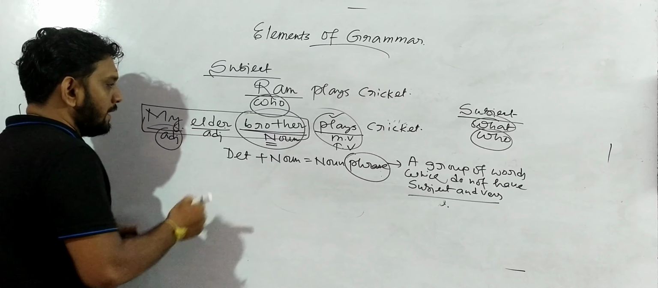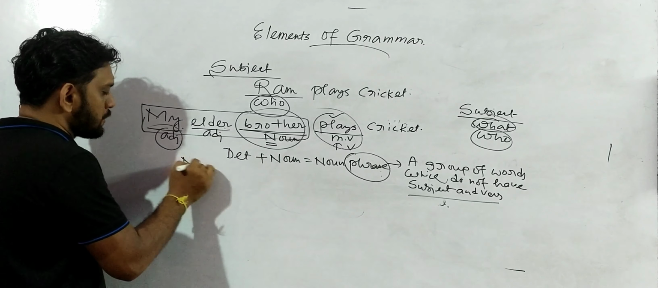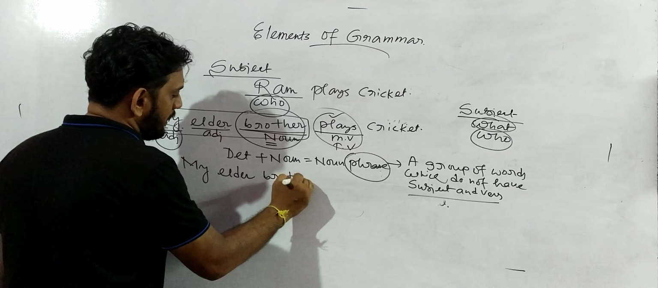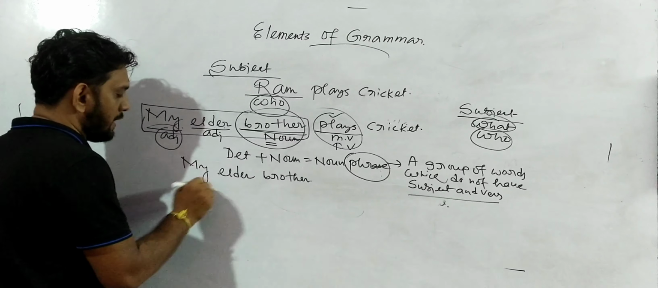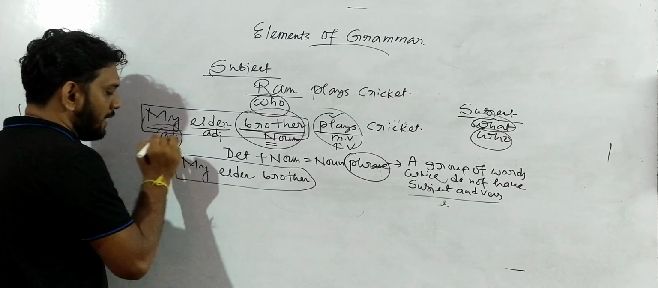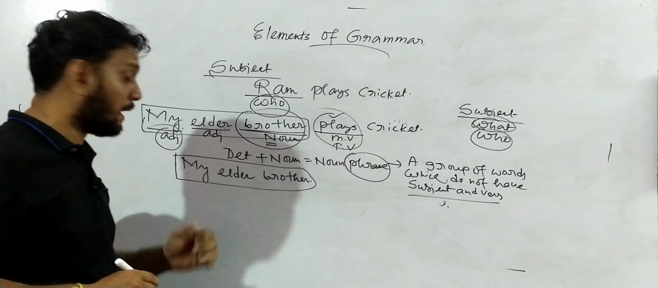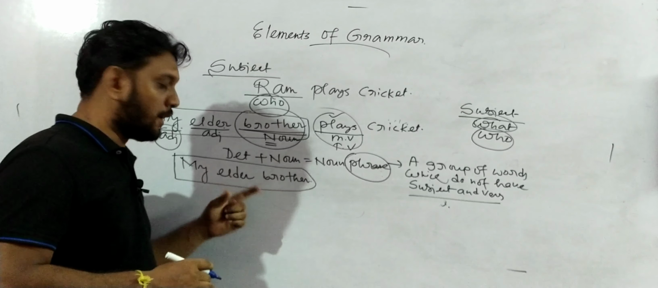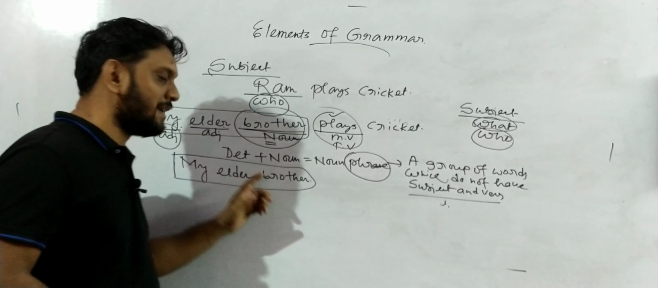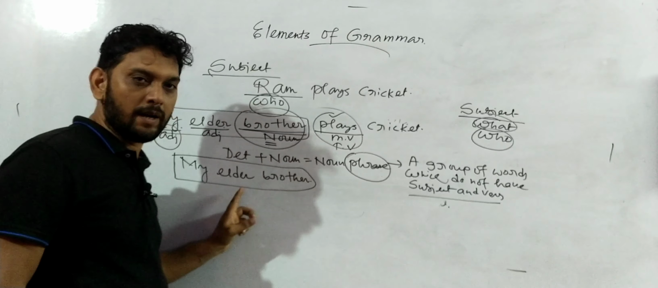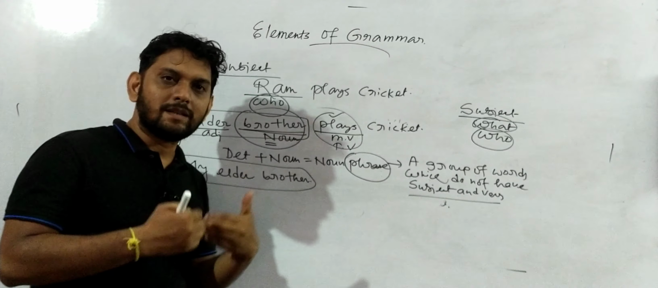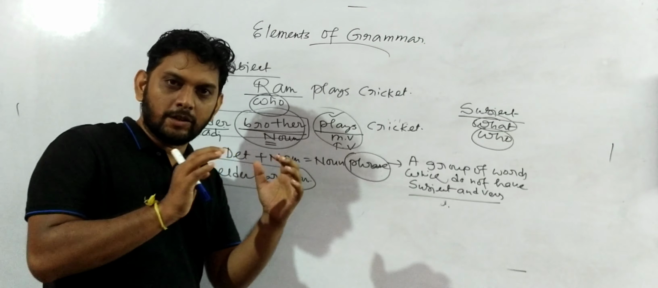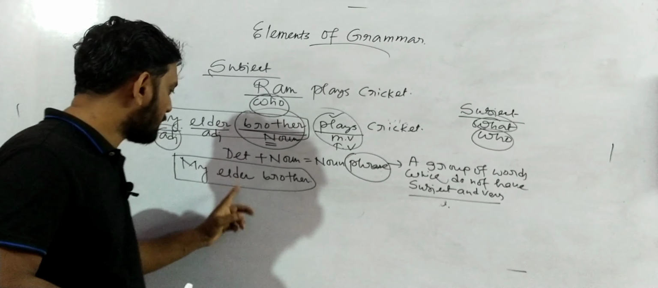If I write it separately, suppose "my elder brother", you can understand it better. Now, can you find the subject and verb here? No subject and verb is involved in this part. "My elder brother": how many words are there? Three words, and these three words together form a phrase.